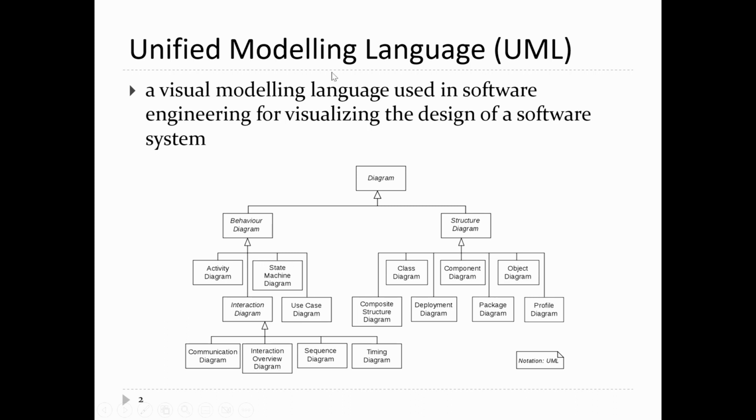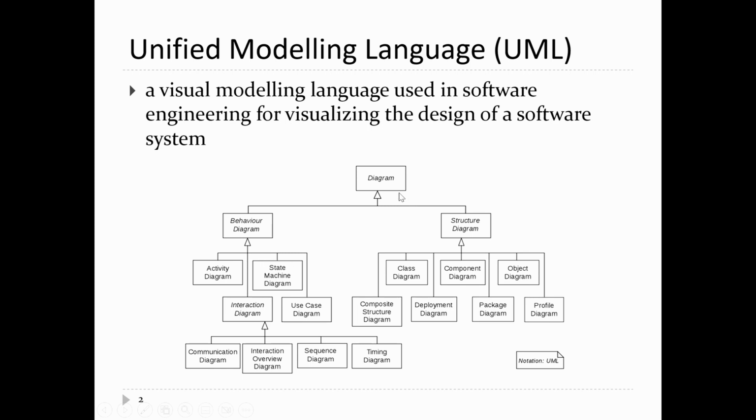There's a language called the Unified Modeling Language, or UML. So it's a language that's used to describe object-oriented software systems. It's a visual modeling language. So basically, it's a language whose elements are pictures. And that's a picture of the UML modeling of UML using UML.